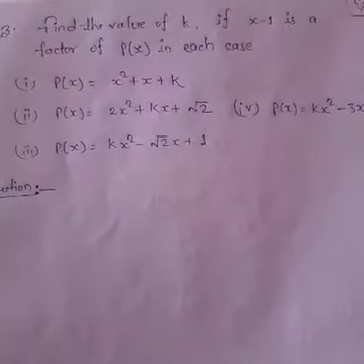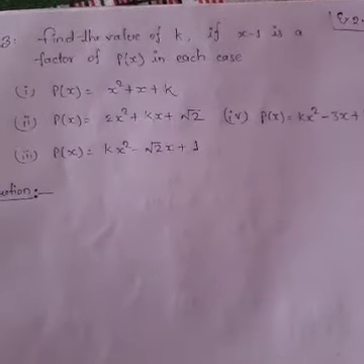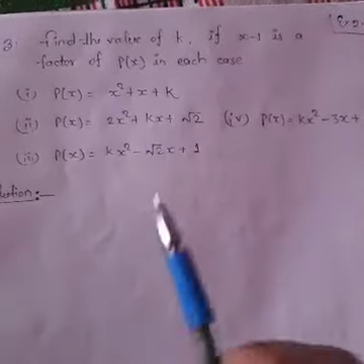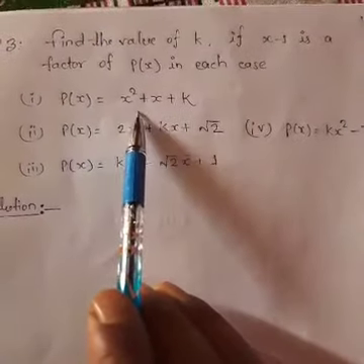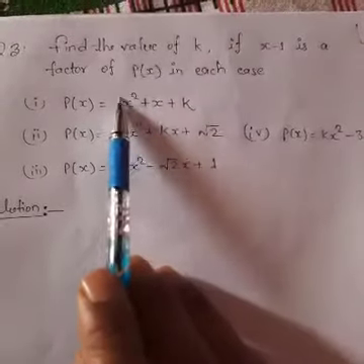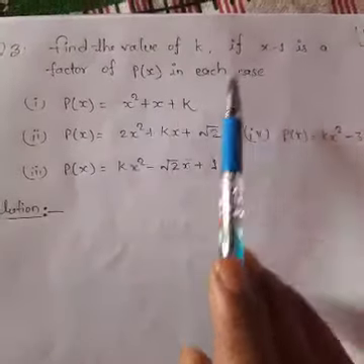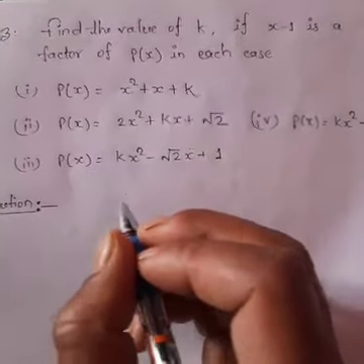Question number 3. Find the value of k if x minus 1 is a factor of the polynomial in each case. Here four questions are given. p(x) equals x square plus x plus k. Here we have to find the value of k if x minus 1 is a factor of this polynomial. So how do we solve it?